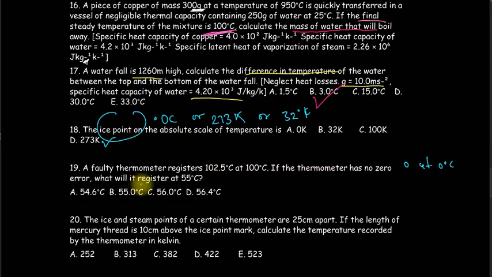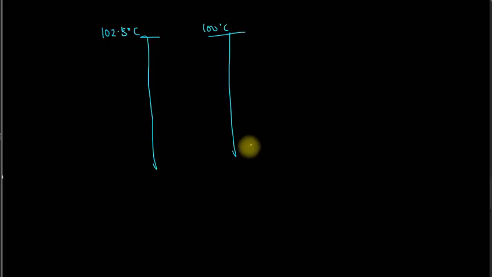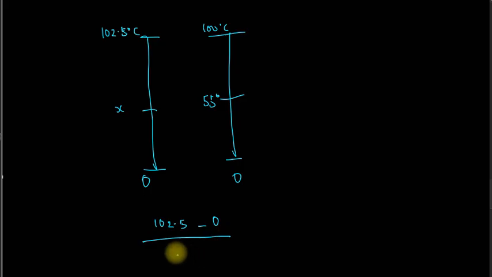Right? And then it has no zero error. They ask what it will register at 55 degrees normal temperature. So it has no zero error, meaning that the zero reading corresponds. But what will it register at 55 degrees? That's what they're asking us. So I'm just going to call this X. So upper minus lower, 102.5 minus lower, that is minus 0, is equal to what? Middle minus lower. So X minus 0 is equal to 100 minus lower, minus 0, all over what?